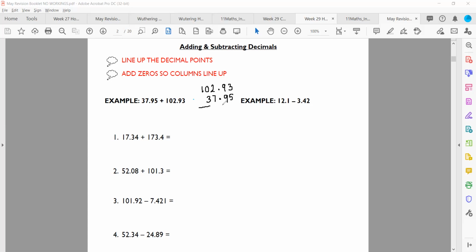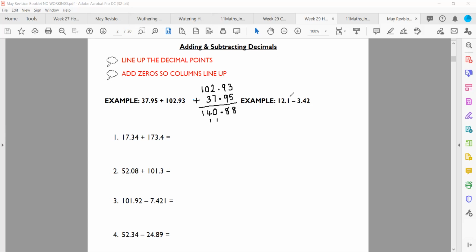So if we add these together and put your add sign, because that also helps you remember what sum you're doing. So 3 plus 5 is 8. 9 plus 9 is 18. So we will put 8 here. You need your decimal point in the answer to line up with those in the sum as well. Carry the 1 across. 2 plus 7 is 9, plus 1 is 10. So 0, carry the 1 across. 0 plus 3 plus 1 is 4. And 1 on its own comes down here, giving you an answer of 140.88.